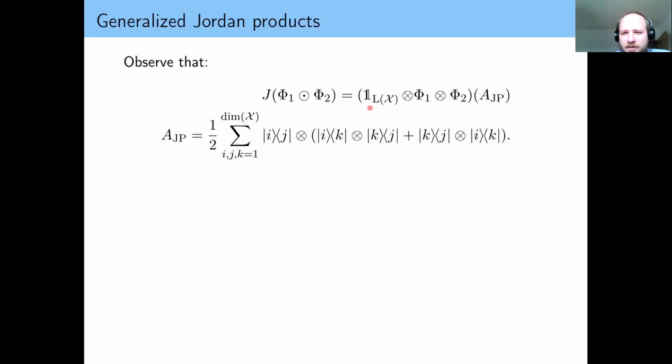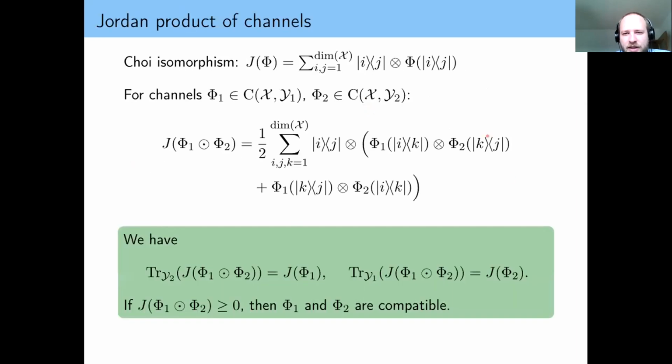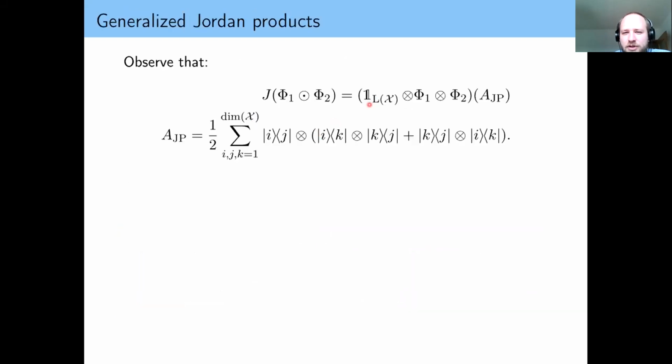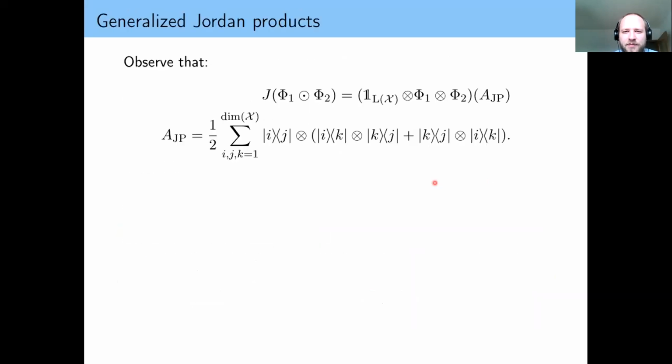One can see that what we had two slides ago, this thing, you can somehow play with it a little bit and you can see that it has this form, which is basically that we are applying something like the identity channel and then the channel phi1 and then the channel phi2 on some big operator A_JP, and this operator A_JP is of this form, right? So you can easily see this is IJ, IK, KJ, and if you go back, this is the IJ, this is the IK, KJ, and the rest is all there.